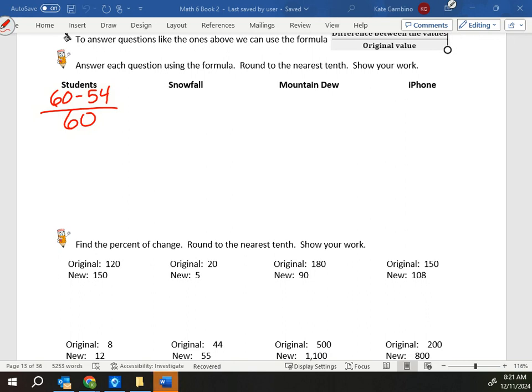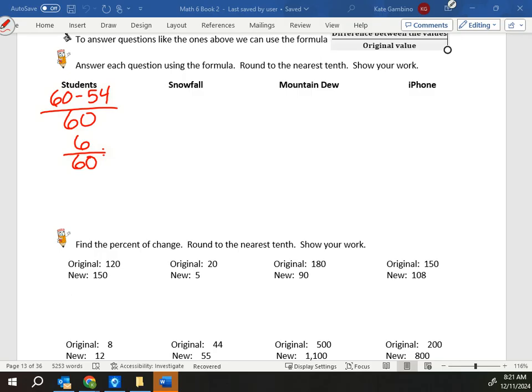So first thing I'm going to do is that subtraction. 60 minus 54 is 6. And then remember that fraction bar means we're dividing. 6 divided by 60. So you're going to want your calculators. Go ahead and take them out. What is 6 divided by 60?